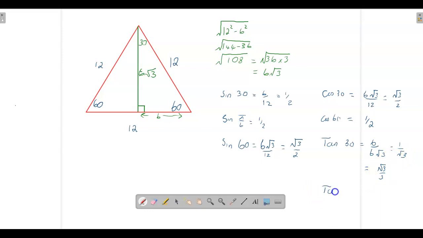And then tan 60, we go to the 60. Opposite is 6 root 3 divided by 6. And that gives you just root 3. So these standard angles, the sine 30, sine 60, cos 30, cos 60, tan 30 and tan 60, will always end up giving you these ratios at the very end, whatever numbers you start with.